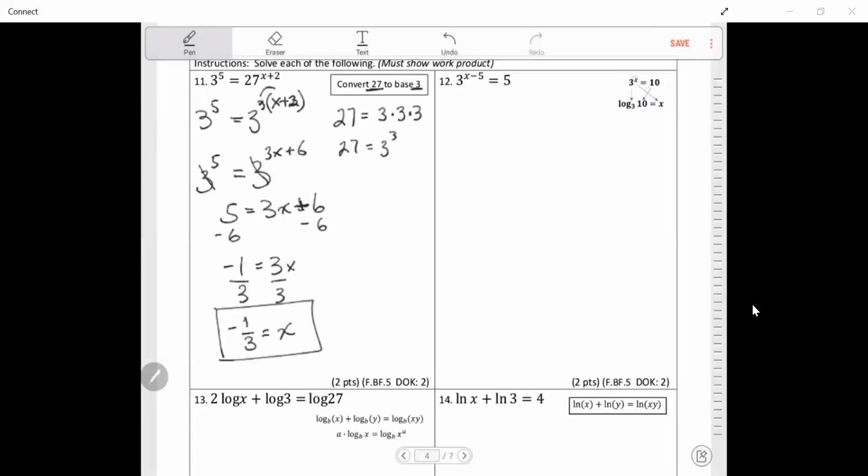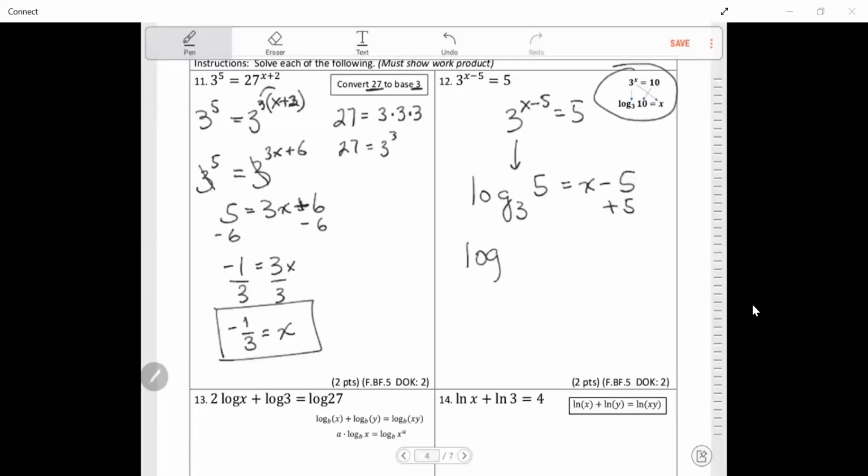All right, so we're going to use this little strategy right here by changing this to a log function. All right, so 3 to the x minus 5 equals 5. All right, so we're going to drop the base. That's going to be our log base, and switch the numbers. Equals x minus 5. All right, so now I'm going to add 5 to both sides. So I get log base 3 of 5 plus 5 equals x.